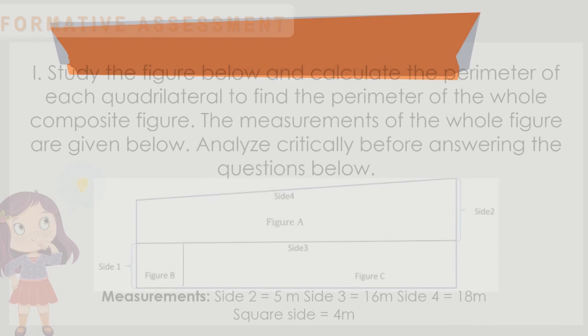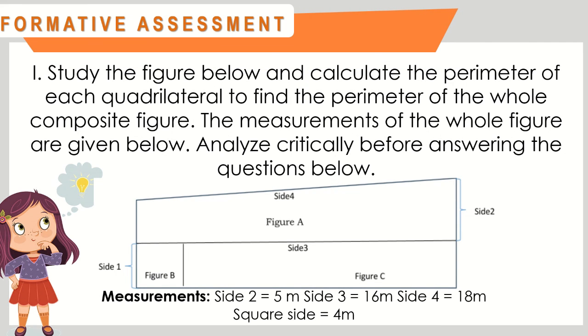For Day 4, for your formative assessment, study the figure below and calculate the perimeter of each quadrilateral to find the perimeter of the whole composite figure. The measurements of the whole figure are given below. Analyze critically before answering the questions below.